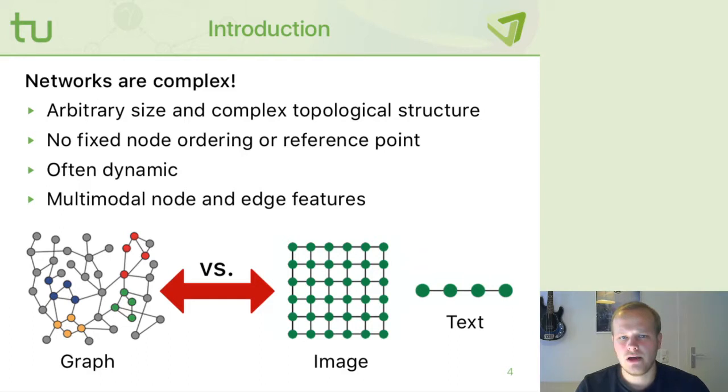In addition, there is no fixed node ordering or reference point, which basically means that our neural networks should be permutation invariant. So whenever we change the ordering of nodes, our model output should stay the same. And as a further challenge, networks are often dynamic, meaning that the overall structure may change over time. And furthermore, graphs may have multi-modal features such as different node and edge types, such as users and products and their different relation types.